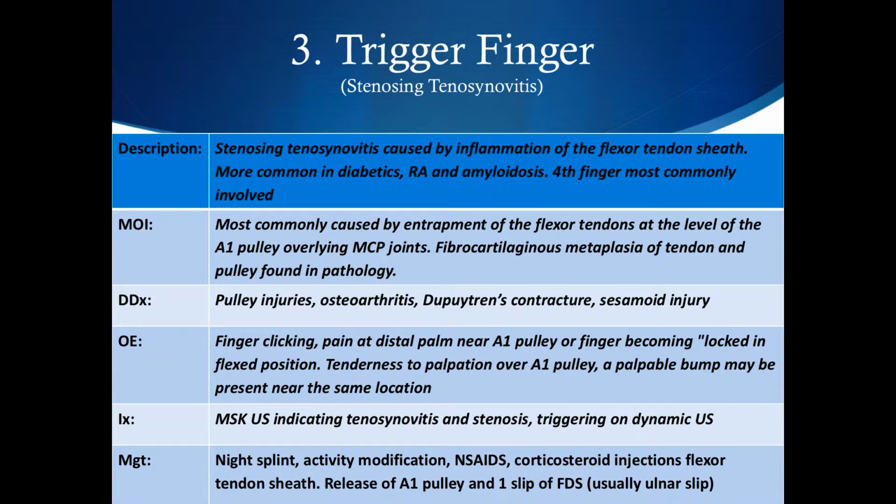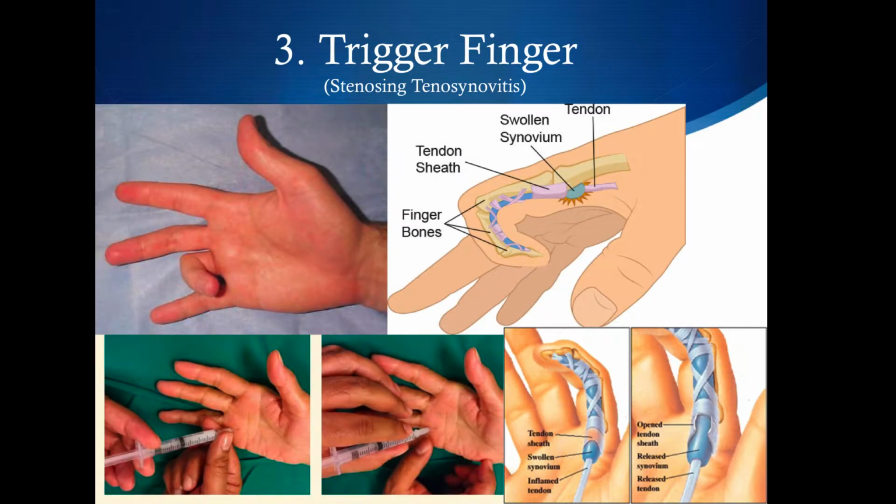The mechanism is entrapment of the flexor tendon at the level of the A1 pulley overlying the MCP joints. With prolonged inflammation, there is fibrocartilaginous metaplasia of tendon and pulley, which results in the pathology and triggering. Differential diagnosis would include pulley injuries, osteoarthritis, Dupuytren's contracture, and sesamoid injuries.